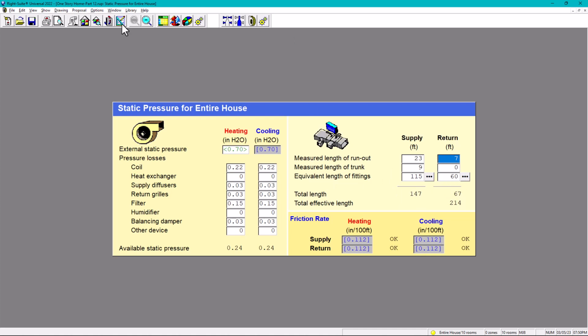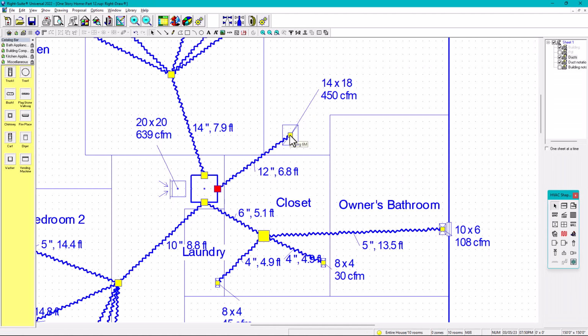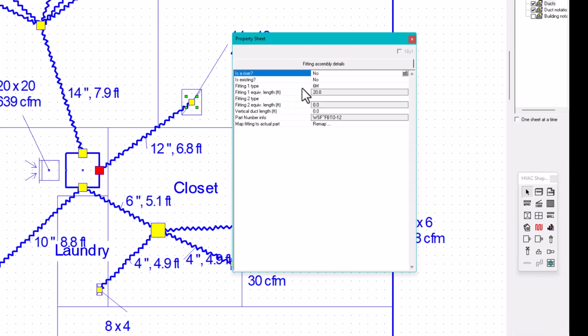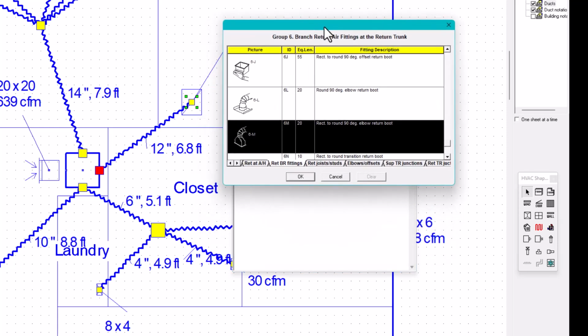We're going to check on that. Okay, so what is the equivalent length of this fitting? In order to know that, you click there, right click. There we go. So that fitting is going to be what code based on ACCA Manual D. Fitting number 1 type is 6M. The code is 6M in ACCA Manual D. And Manual D and the laboratories already made some tests in order to find out what is the equivalent length. It says the equivalent length is 20. If you want to see pictures or more schematics, click on 6M and you're going to be able to find out this.